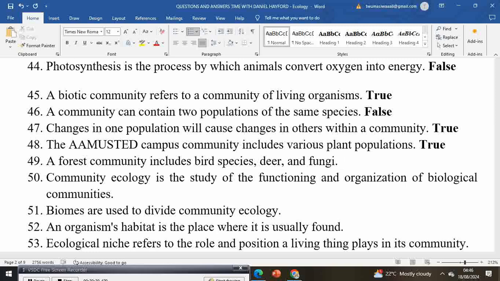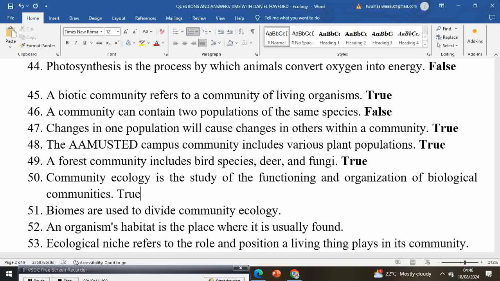Question number 49. A forest community includes bird species, deer, and fungi. This statement is true. Now, community ecology is the study of the functioning and organization of biological communities.